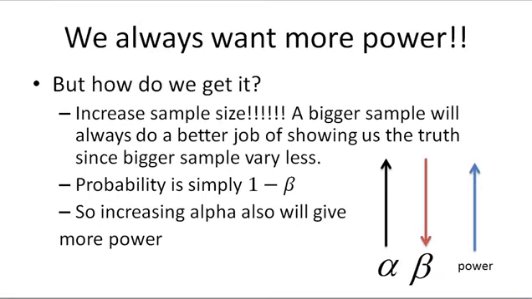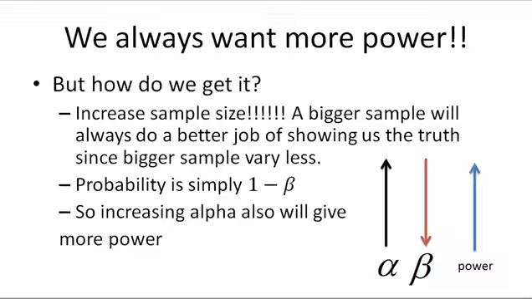Now, we always want more power, right? I mean, who doesn't want more power? So a big AP question that I've seen in the past is, how do you get more power? The number one answer is increase your sample size. A bigger sample will always do a better job of showing us the truth, since bigger samples vary less. I mean, just think about that for a second. If you want a better way of seeing what's true, a bigger sample should reveal that, because a bigger sample is always going to be what's true.